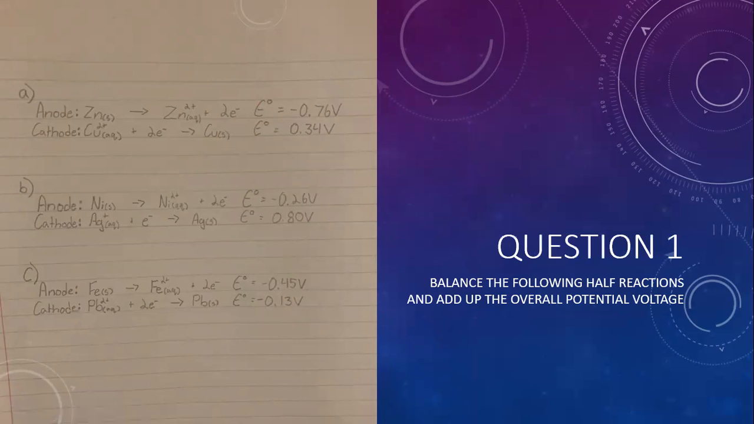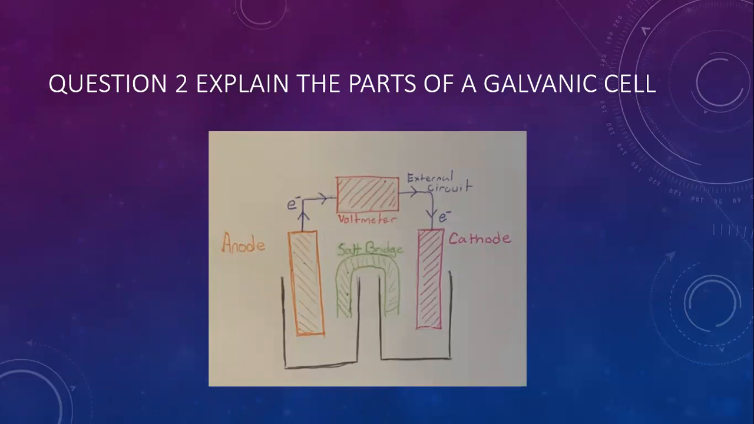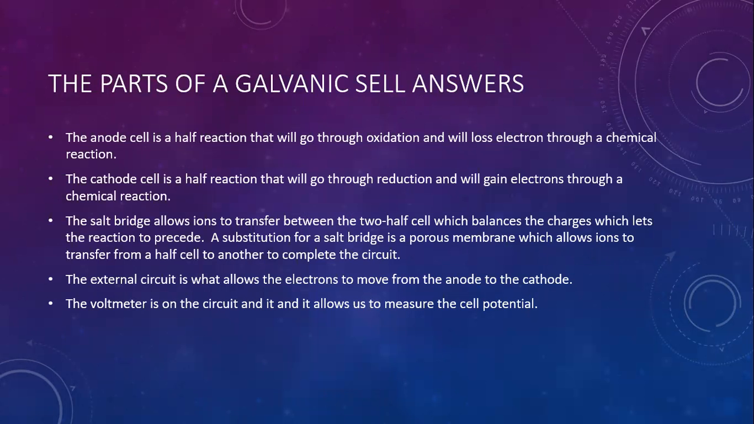And here are a couple questions. Question 1, balance the following half reactions and add up the overall potential voltage. Give those a try, pause it for a second. And here are the answers. Now question 2, explain the parts of a galvanic cell. Now pause it, give that a try. And here are the answers.